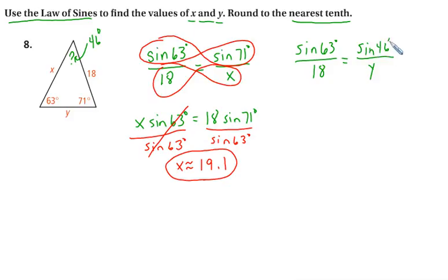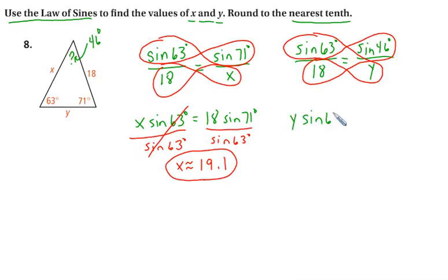See, if you know two angles of a triangle, you can always very easily find the third angle using the good old triangle angle sum theorem. So now I have my proportion, and I'm going to cross multiply. Why don't you see if you can finish this and get it in your calculator before I get to that. That'll be cross multiplying. I'll get y times sine of 63 equals 18 times sine of 46.